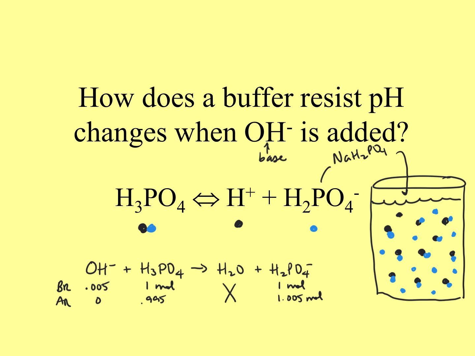So the buffer, you can see here, is resisting any major changes in the pH. Okay, technically the pH will change, but not very much. Now, if you were to add an acid to the buffer, the acid is going to react with the base, which in this case would be the H2PO4 minus. And you definitely need to make sure you know how to write an ionic equation for when that reaction happens. Okay? So how does the buffer resist pH changes when OH minus is added? Remember that bases react with acid, and acid will react with bases.